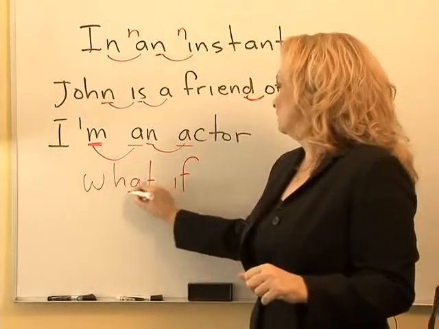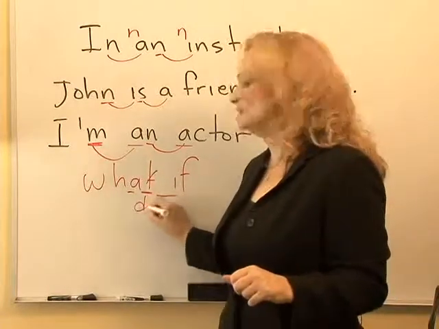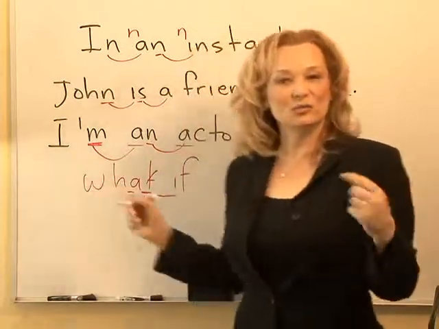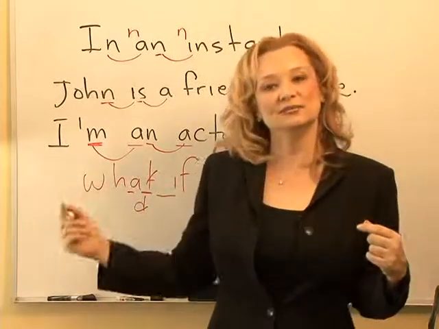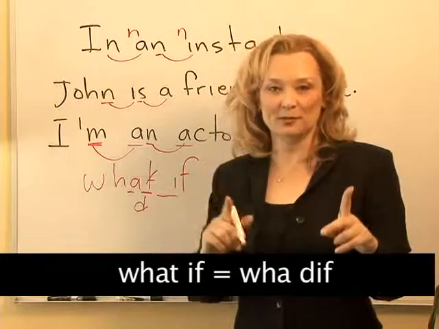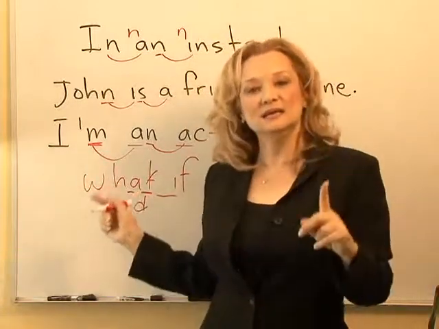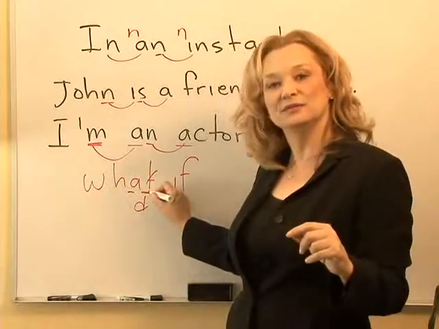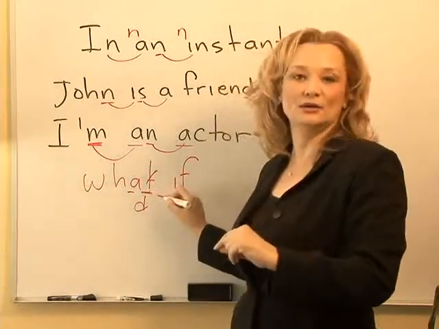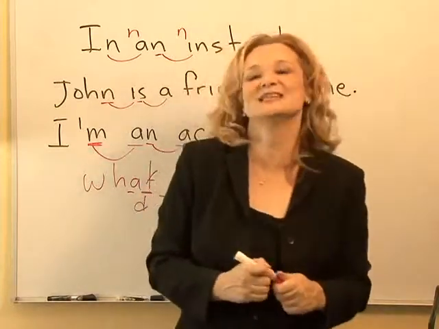We have a T between 2 vowels, and when the T is between 2 vowels, it becomes a fast D. So when we link it, we don't say what if, we say what if. Remember, the T between 2 vowels sounds like a D even when the T is at the end of the word and the next letter of the following word is a vowel. All right, let's try some sentences now.